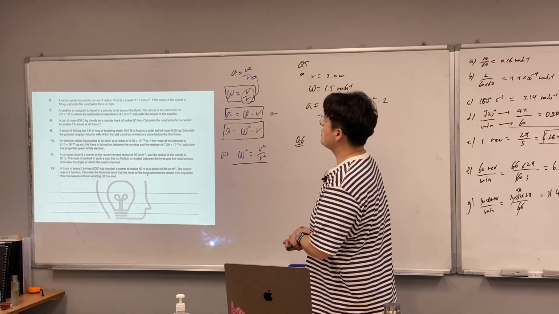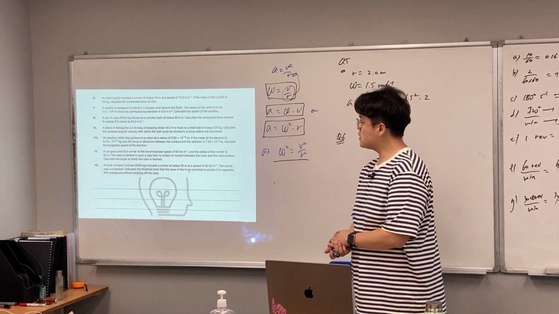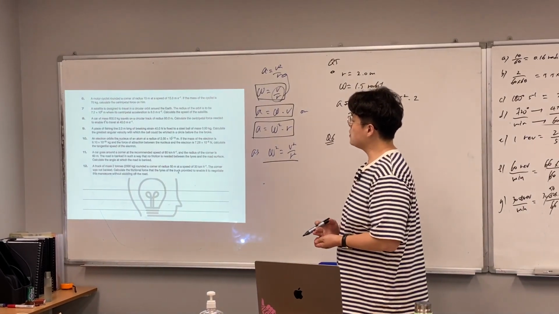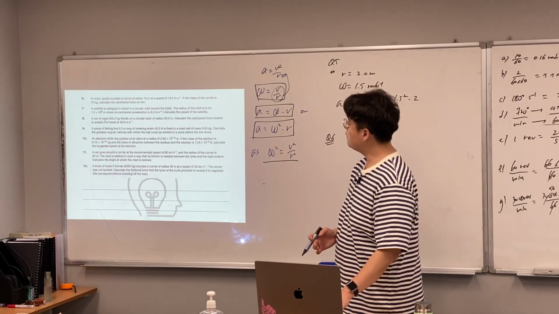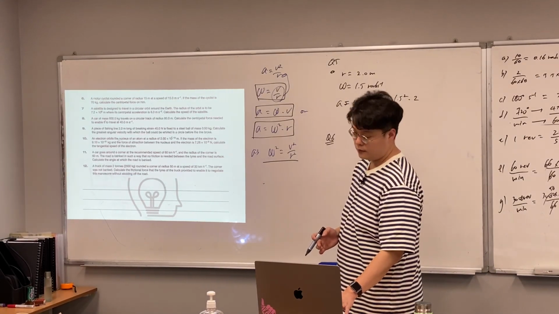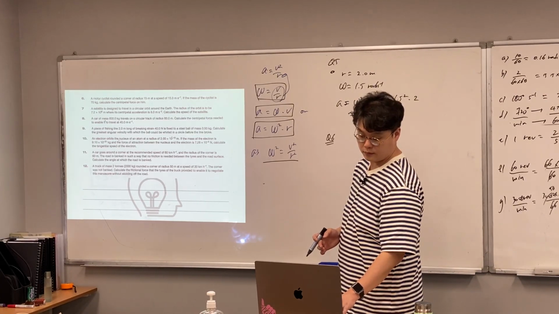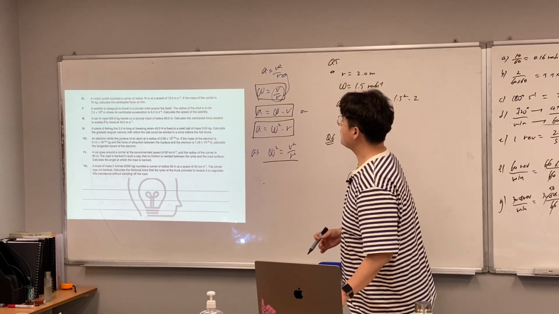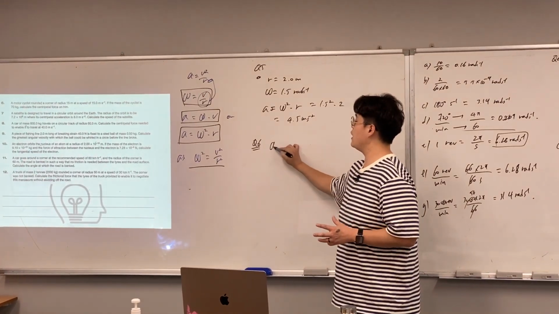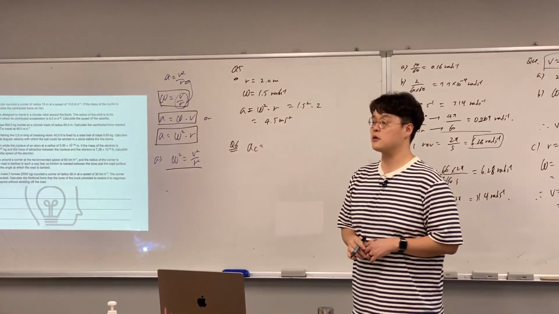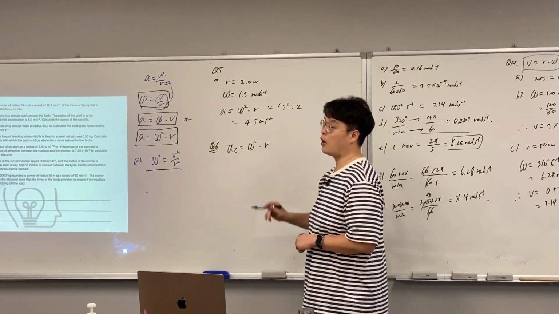A motorcyclist rounded a corner of radius 50 meters at a speed of 50 meters per second. If the mass of the cyclist is 70 kilograms, calculate the centripetal force on him. So to get the centripetal force, first of all, let's determine the angular velocity. The centripetal acceleration, a_c, can be calculated by using the angular velocity squared times r.